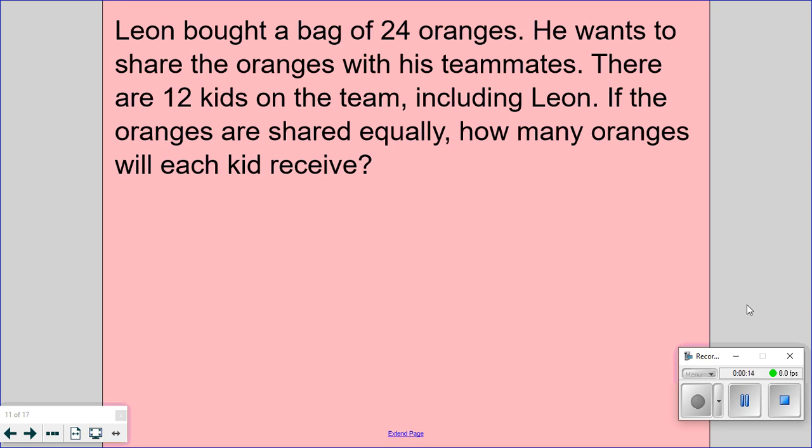Okay, so it says Leon bought a bag of 24 oranges. He wants to share the oranges with his teammates. Come on, John, math notebook. There are 12 kids on the team, including Leon. If the oranges are shared equally, how many oranges will each kid receive?